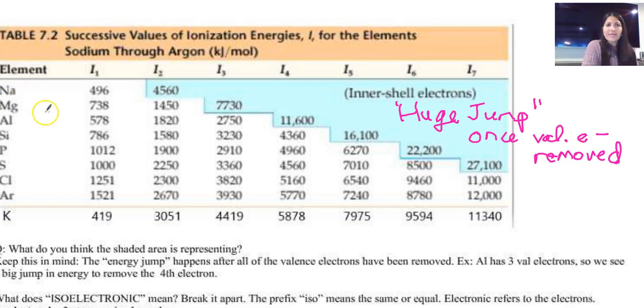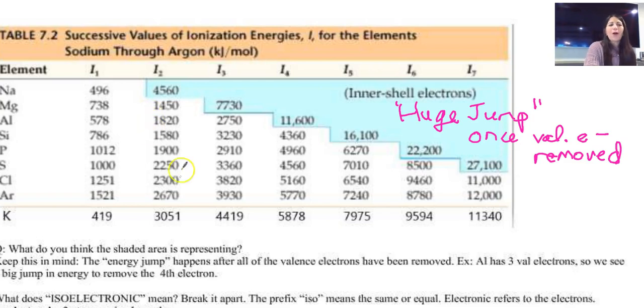And magnesium, same thing. Magnesium has 2 valence electrons. So once it loses those 2, that third one, it's going to fight you really hard on. It's fighting on any one of these, okay? So we said ionization energy is always positive, but even more so, okay?